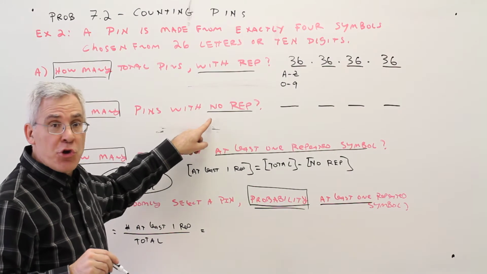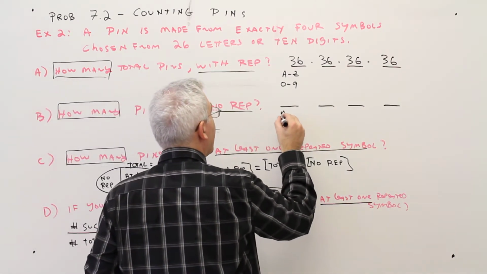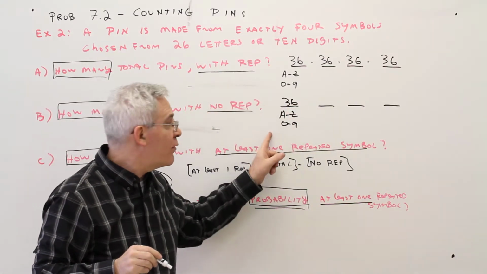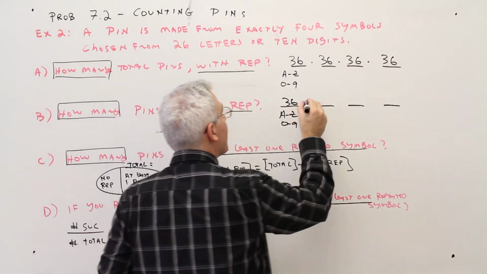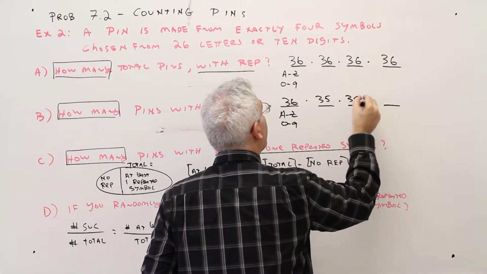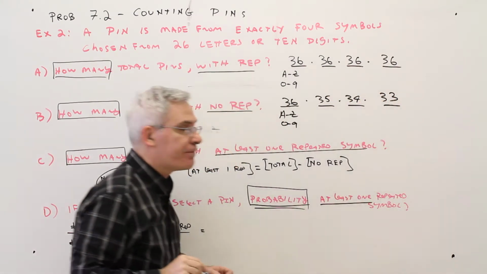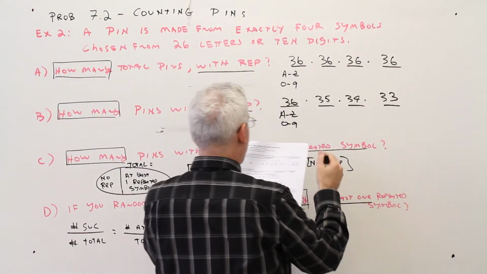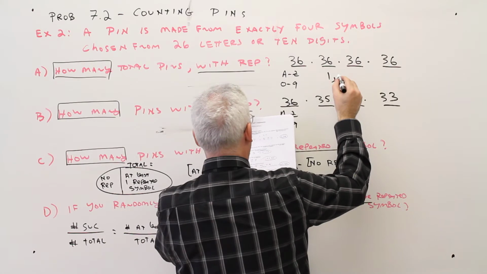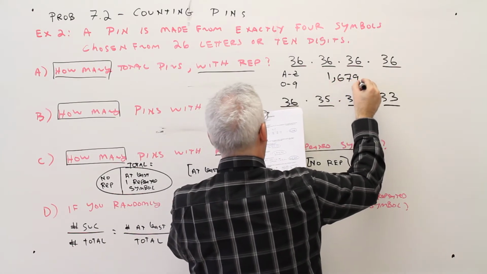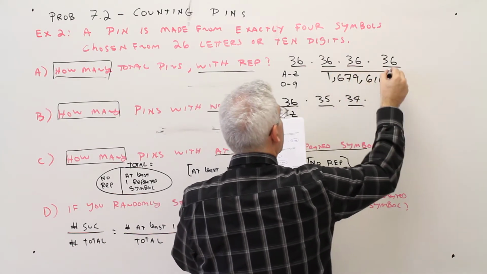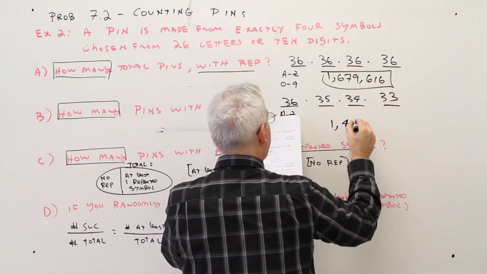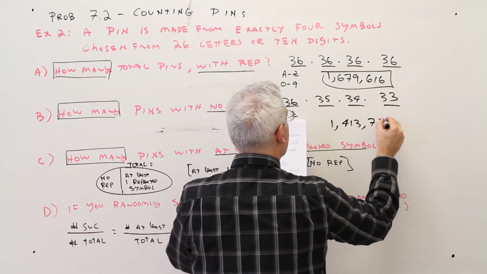Same problem, no repetition allowed. Again, I can be A to Z, 0 to 9, 36. Once I choose a symbol, I can't repeat it. So 36 times 35 times 34 times 33. Okay, I'll punch out numbers for that. So for the first one, it comes out to be 1,679,616. And for the second one, it turns out to be 1,413,720.